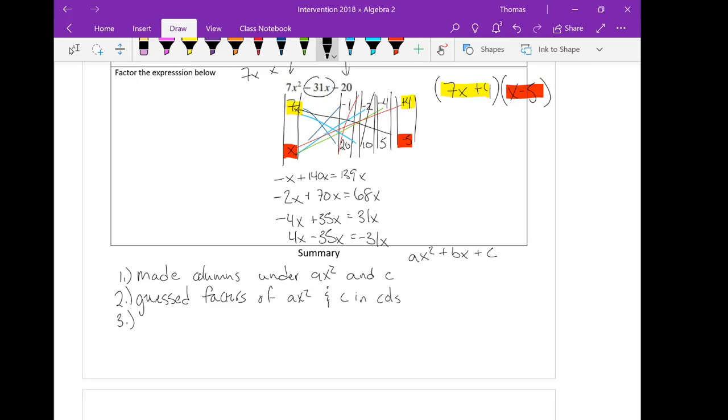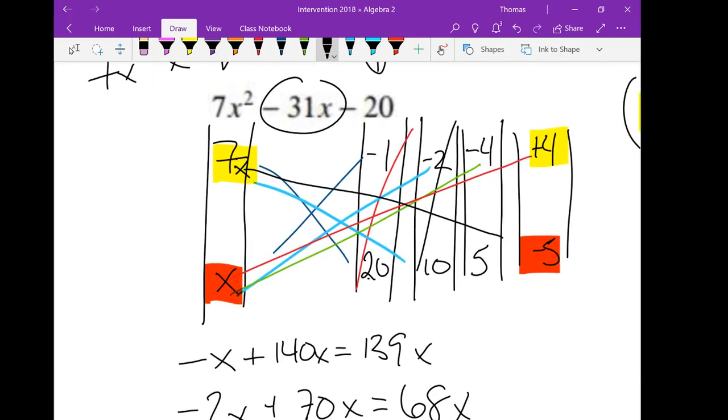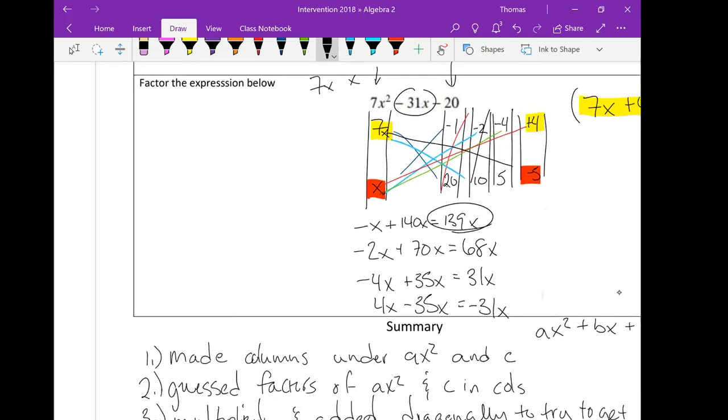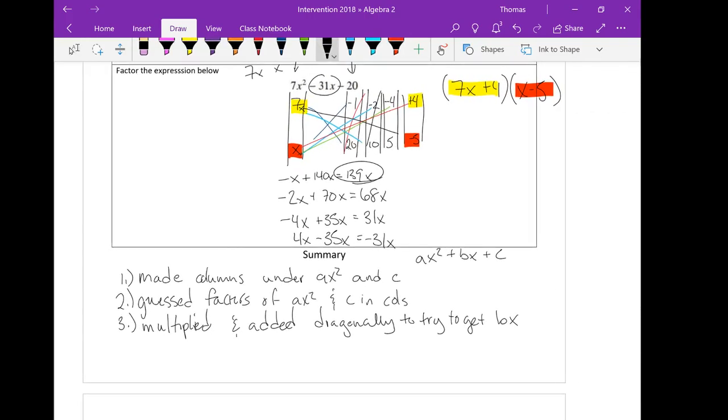And then we multiplied and added diagonally to try to get bx, right? If we multiply and add, that's when we did our cross. Like up here in this example, for the first try, it was -1 times x, and then 7x times 20, and then we added them up to get this 139x. And we saw that guess was wrong, but then we were just able to fix it. So multiply and add to try to get bx.